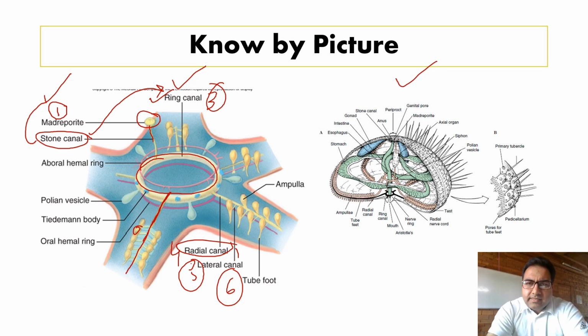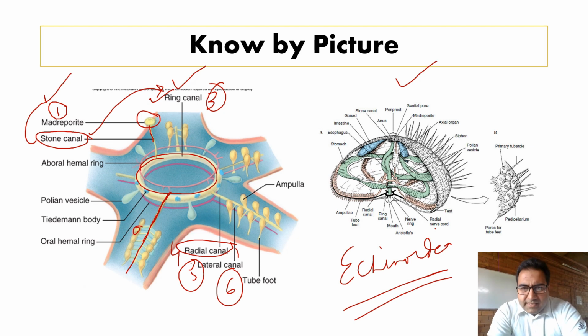So the same plan is seen in the case of Echinoidea as well. So this is Echinoidea, the sea urchins. We see the same plan, that it has a madreporite, a stone canal, a ring canal, a radial canal, a lateral canal, and then it leads to the tube feet.